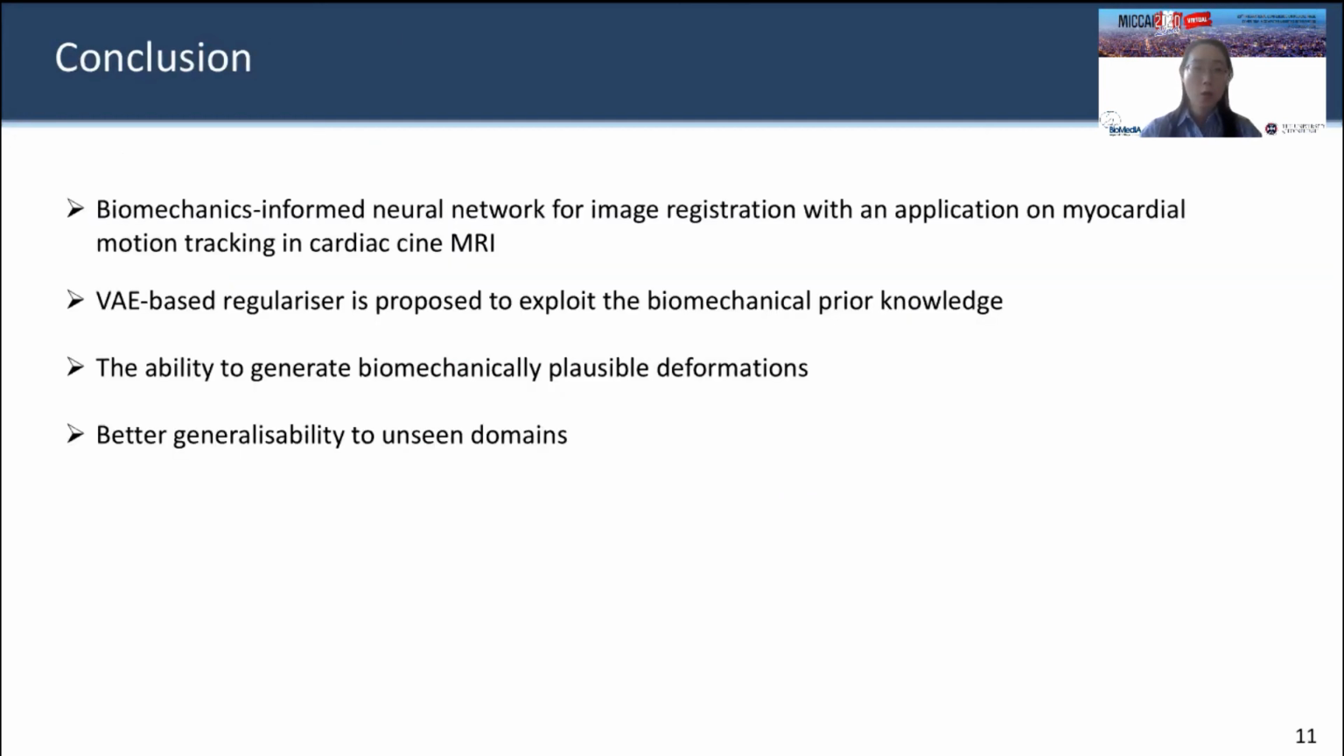To conclude, we have presented a novel biomechanics-informed neural network for image registration with an application to myocardial motion tracking in cardiac cine MRI. We have also shown that the proposed VAE-based regularizer is able to effectively exploit the biomechanical prior knowledge and to inform the registration network to generate biomechanically plausible deformations. Our results indicate that the proposed method can achieve better registration accuracy with realistic motions and also has better generalizability to unseen domains.